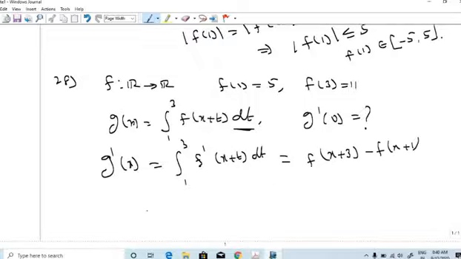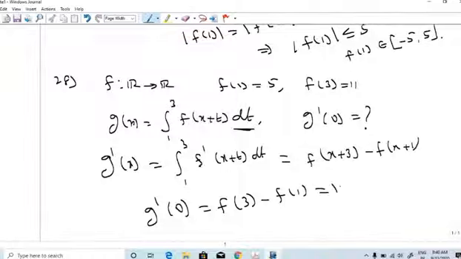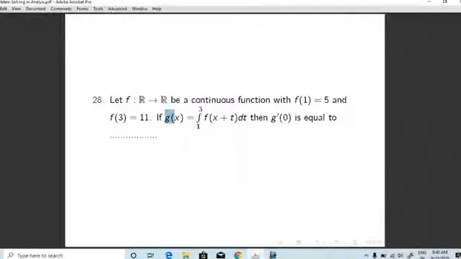Now we have to find the value of g dash of 0. Therefore, substitute x equal to 0. We get f of 3 minus f of 1. So this is nothing but 11 minus 5, which is 6. Therefore, g dash of 0 value is 6. So you just have to use the mean value theorem for the closed interval 1, 3. Okay, next question.